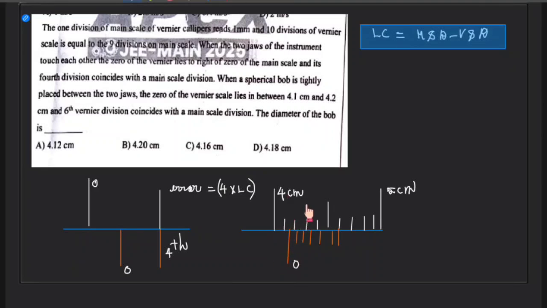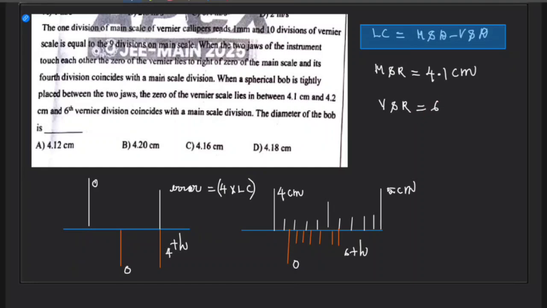If it is between 4.1 and 4.2, how much will we take as MSR? We will take MSR equal to 4.1, right? We will take the lesser one if it is in between them. So MSR is 4.1 centimeter, and what about the VSR? Now the 6th division is going to coincide. So 0, 1, 2, 3, 4, 5, 6. Therefore the VSR is equal to 6.